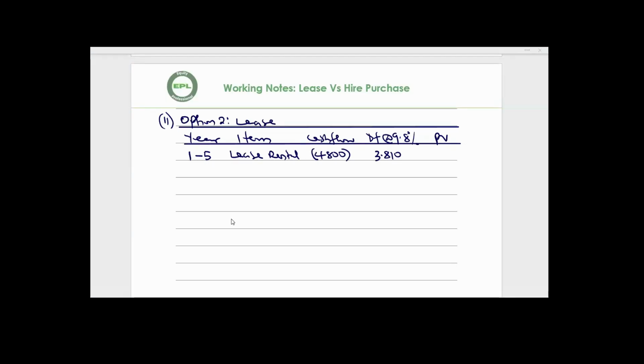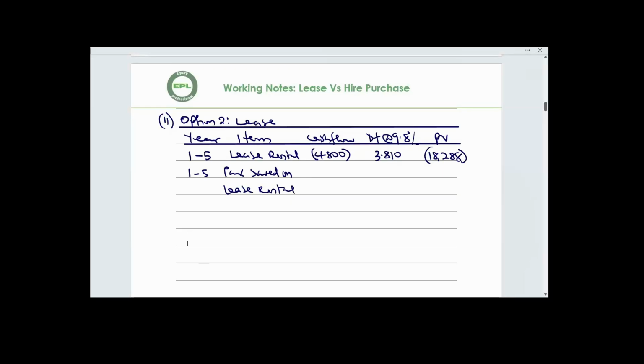So 4,800 annual lease rental multiplied by 3.810 equal 18,288. That's the total lease rental that the lessee will pay. Then finally, we need to consider tax saved on lease rental. Year 1 to 5, tax saved on lease rental.